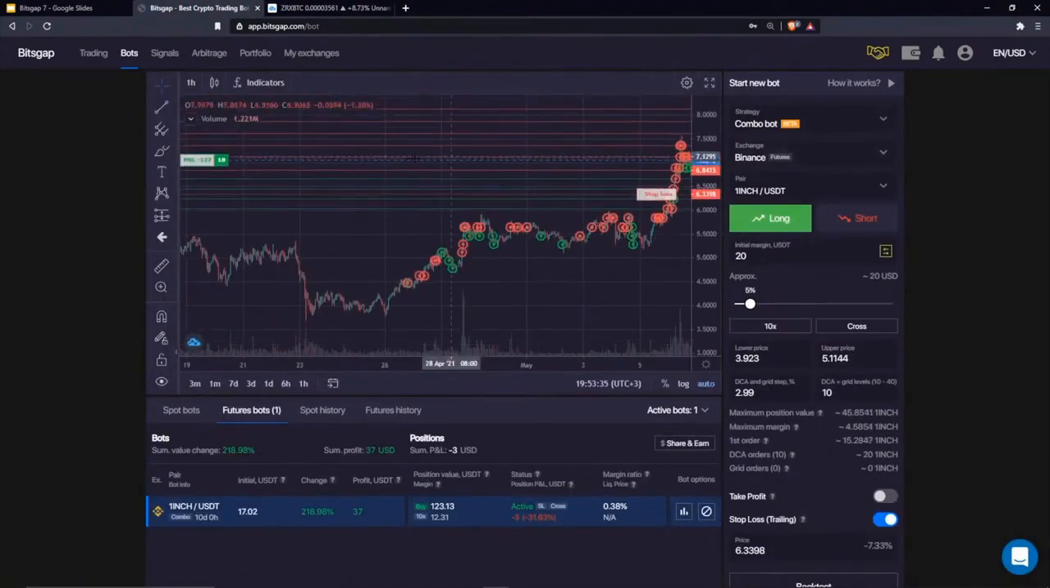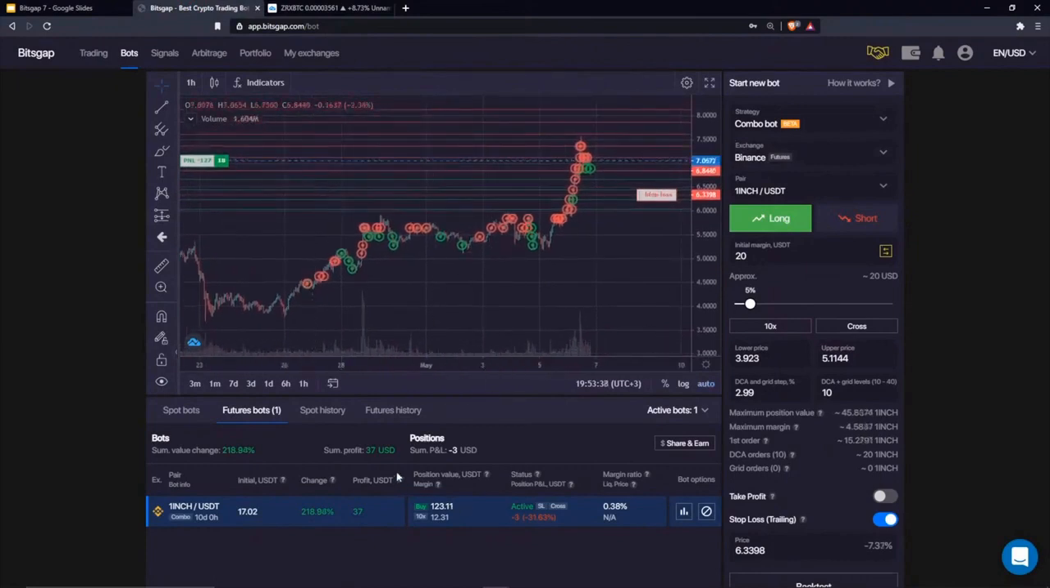That's the combo bot. And the thing is that the only key metric I need to monitor here is the sum profit. That's my overall return. That's the bot profit generated so far on this rally, and that's the open P&L as well. So right now my open P&L is -3, but still I end up having a return of $37. That's because of the bot profit generated on this rally.